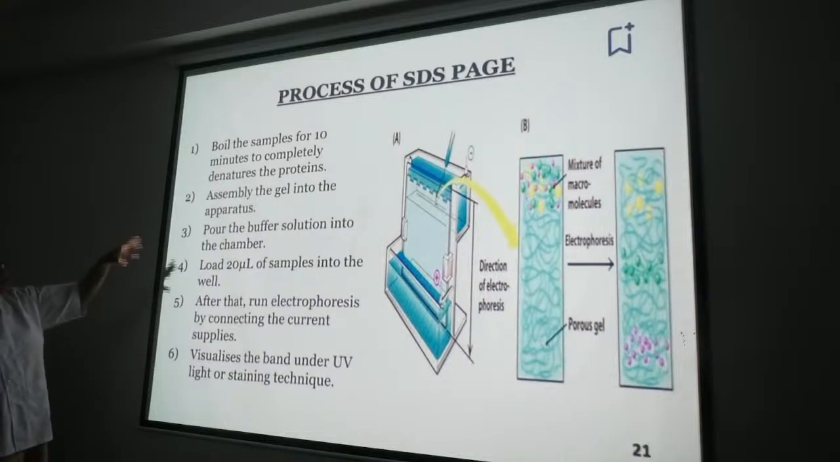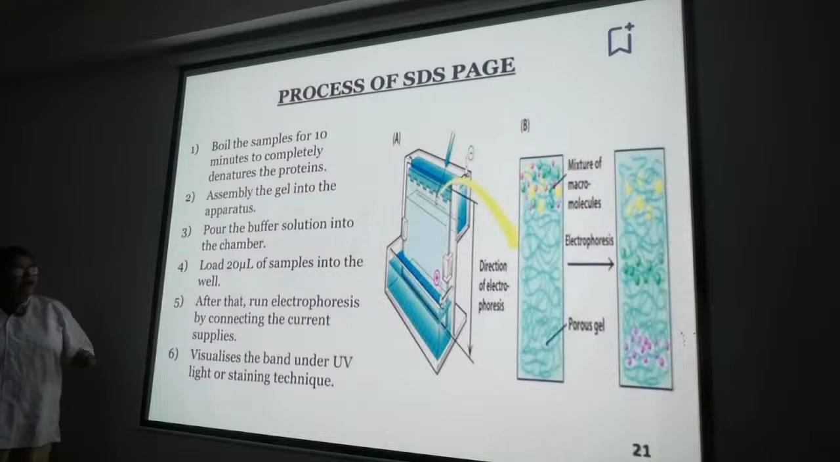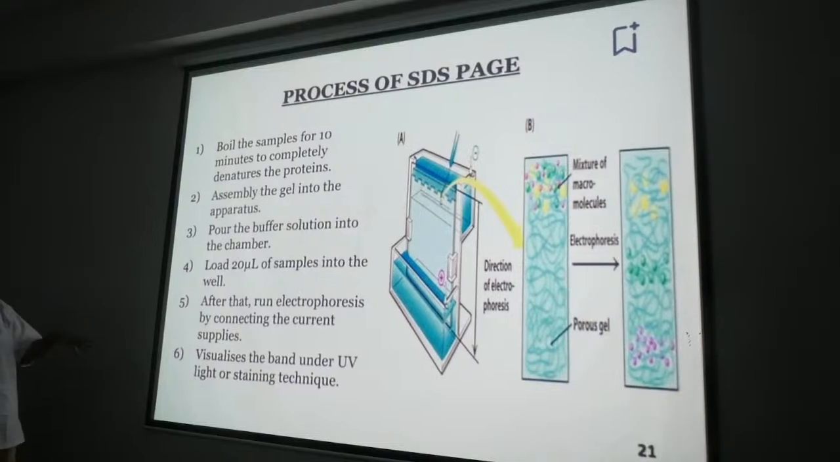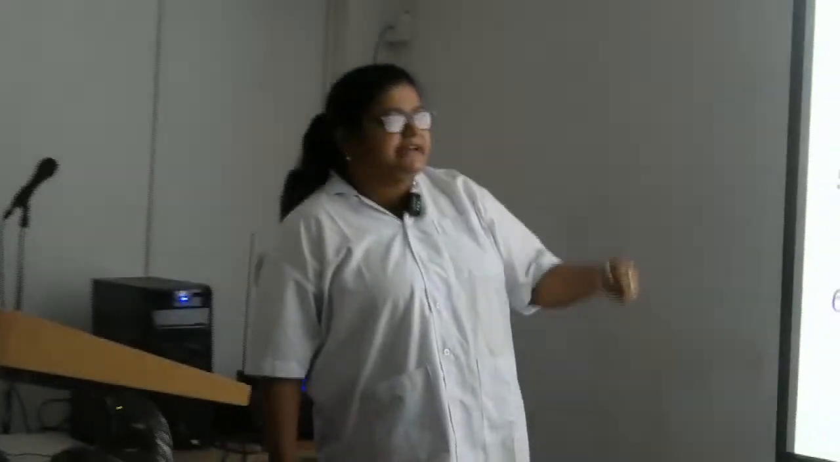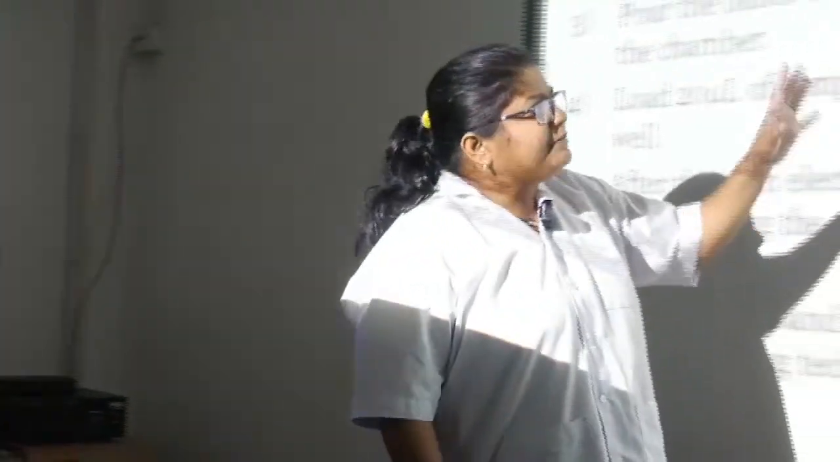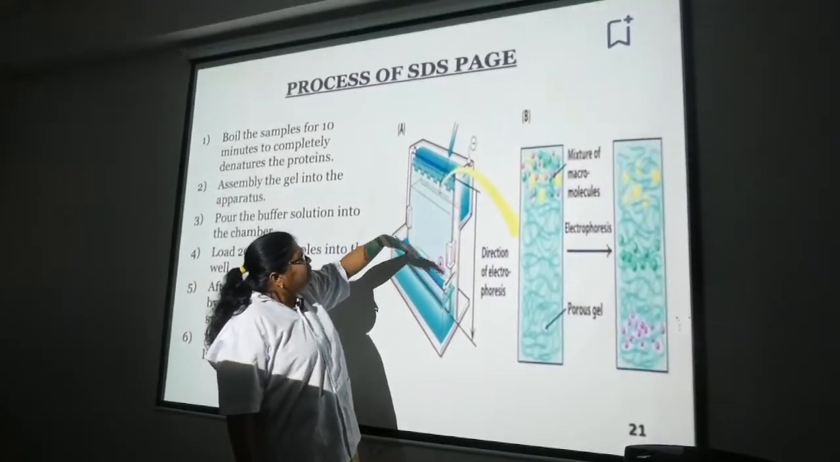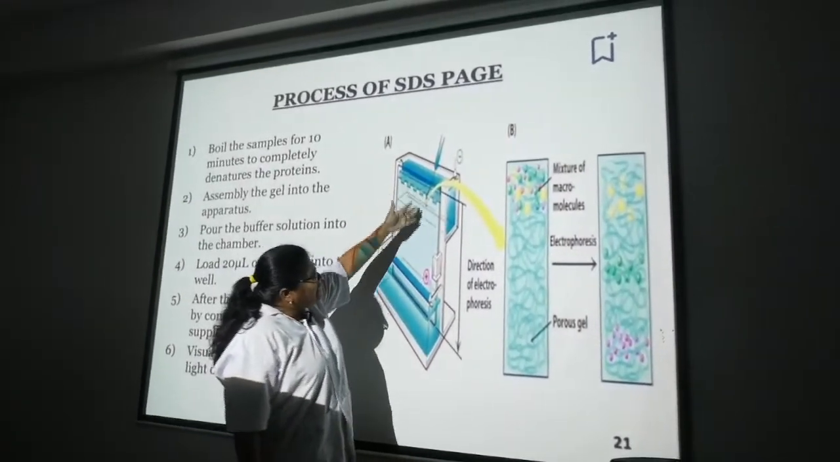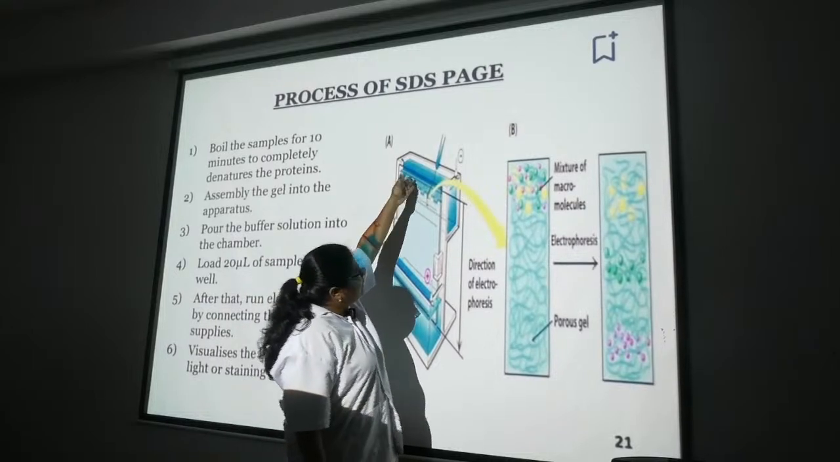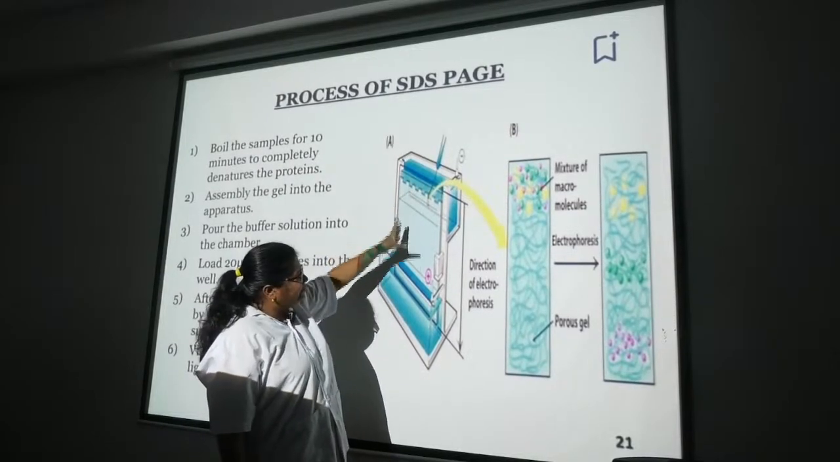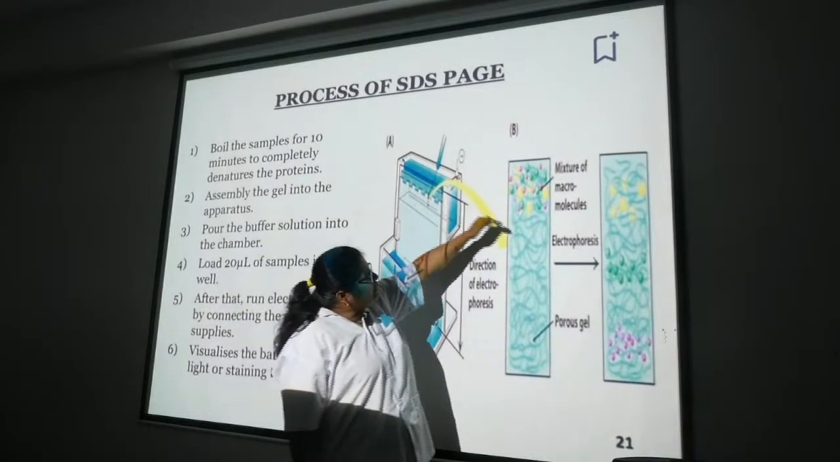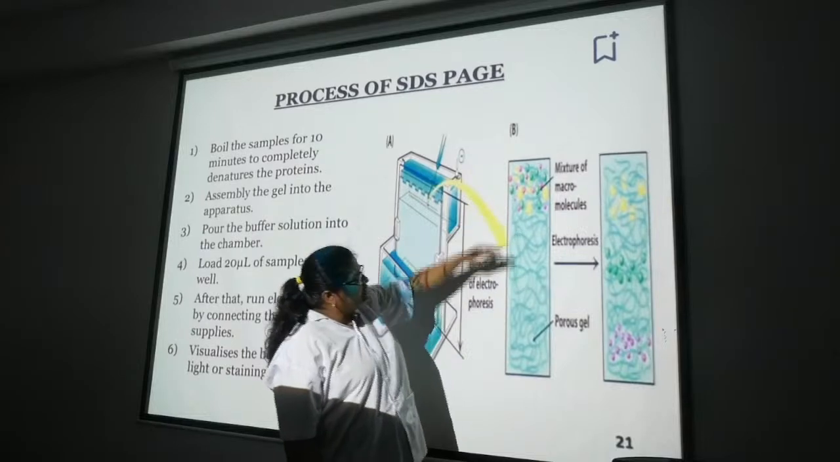Assemble the gel into the apparatus, pour the buffer solution into the chamber, and load 20 microliters of the sample into the wells. After that, run electrophoresis by connecting the current supply and visualize the bands under UV light or a staining technique. After about 45 minutes, this will run. This is the application site, and this will run towards the anode, and there will be different positions according to their size.